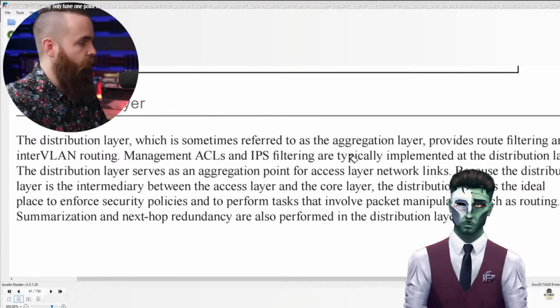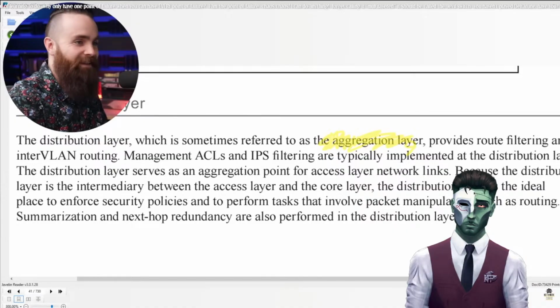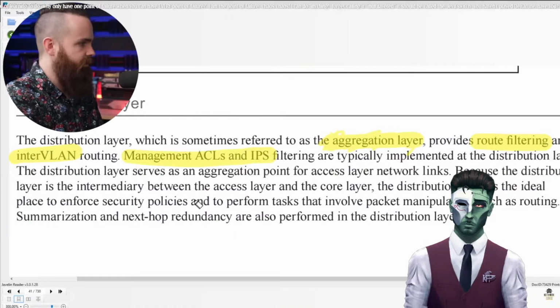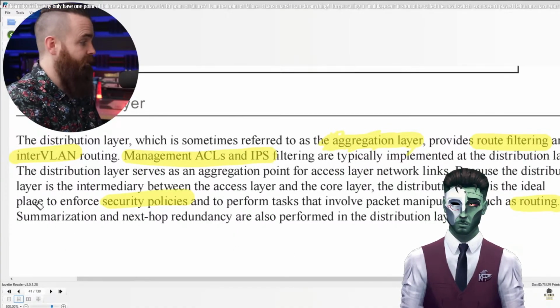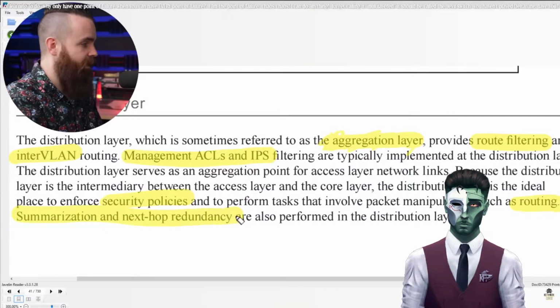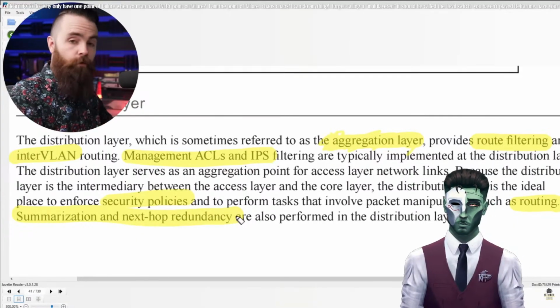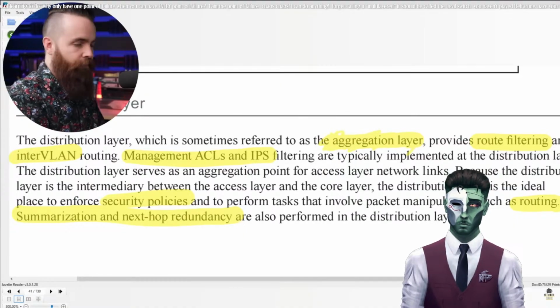Now, I didn't mention this before, but the distribution layer is sometimes referred to as the aggregation layer. Let me highlight that. That's the worst highlighter ever. Better. Okay. But it does things like route filtering, inter-VLAN routing, management ACLs, IPS, security policies, routing, because remember they are layer 3, and then summarization and next hop redundancy. I said a lot of words that we have not covered yet. We will. Just know that those are the roles that the distribution layer typically has, or the ones we give to it.